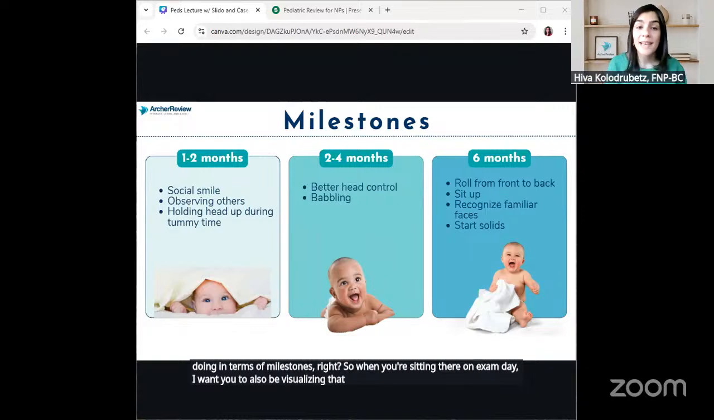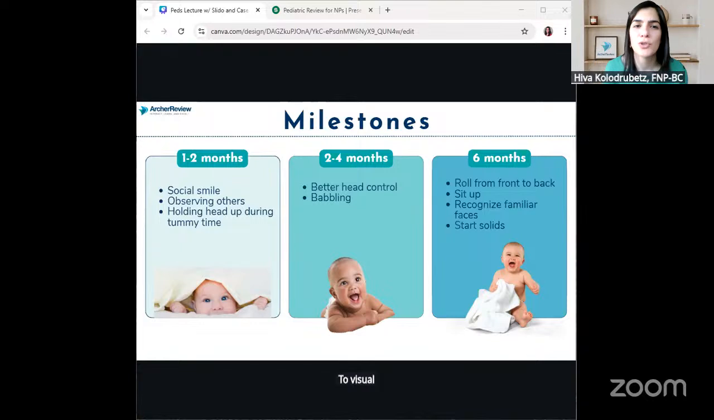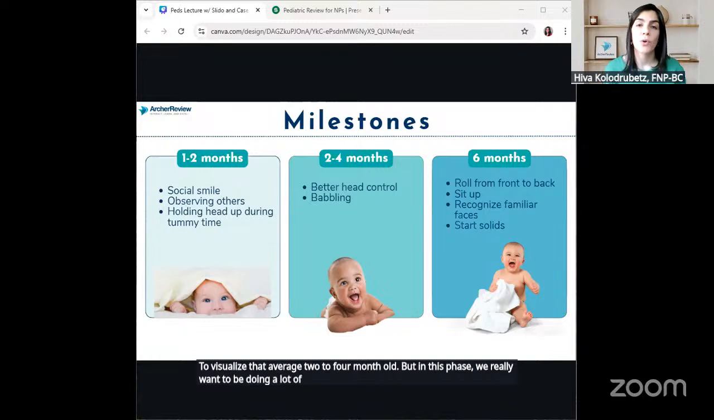So when you're studying, looking at those charts, try to really visualize that child and pull from your clinical experience, pull from your personal experience to visualize that average 2 to 4 month old. But in this phase, we really want to be doing a lot of educating parents, making sure we're getting those neck muscles really strong, right?